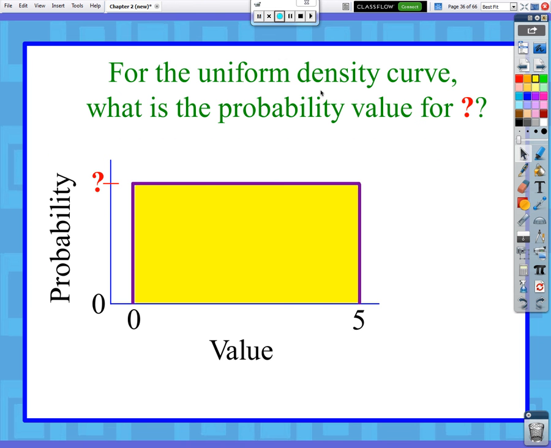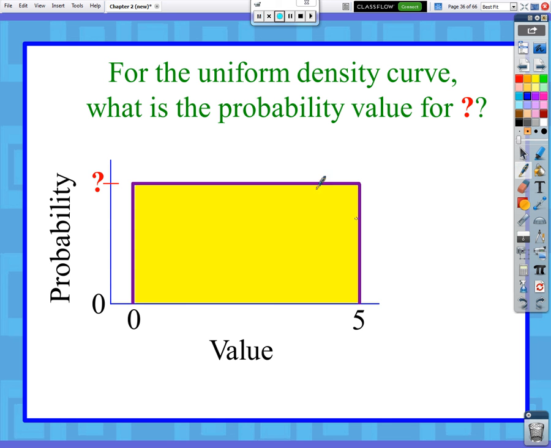So for the uniform density curve, which means a kind of flattened distribution, what is the probability value for this question mark? Whatever context the problem is, that's what your x-axis is going to be. And then the probabilities associated with each of those values is going to be our vertical axis. So instead of quantity, you can think of it as how likely that event is to occur.